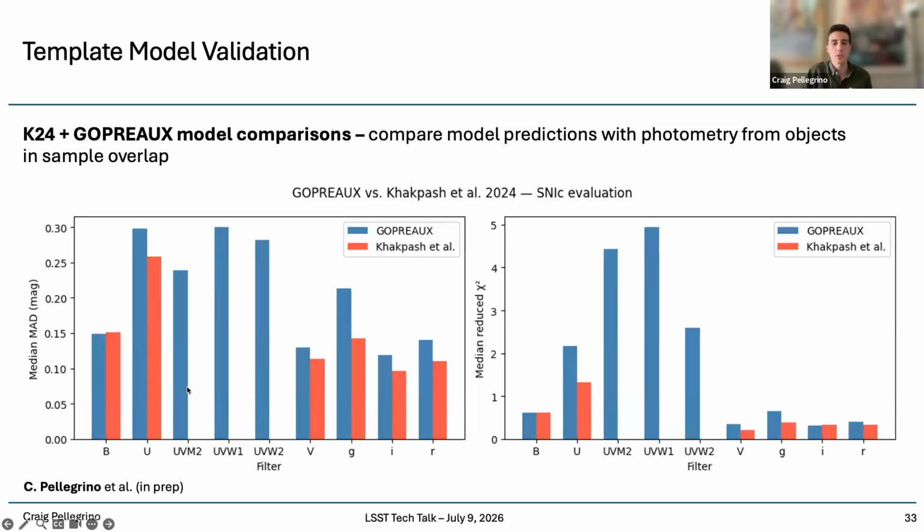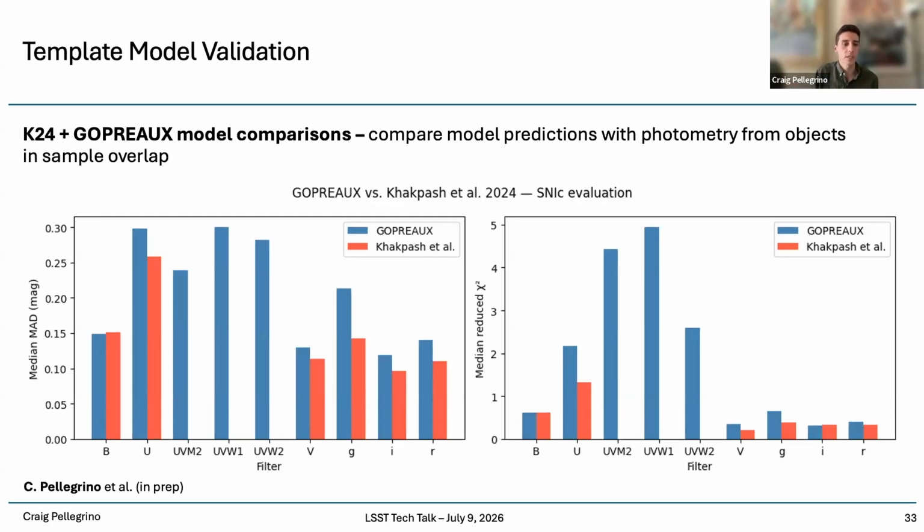On the left here, we're showing the median of the mean absolute deviation, or MAD, per filter. And then on the right here, we're showing the median reduced chi-squared per filter per object. So the MAD on the left quantifies how much on average the two models deviate from the observed photometry. And the chi-squared on the right is more of a measurement of goodness of fit and is more sensitive to outliers. So we overall notice very similar behavior between the two models. There really isn't much discrepancy at all between either the MAD measurements or the chi-squared measurements.